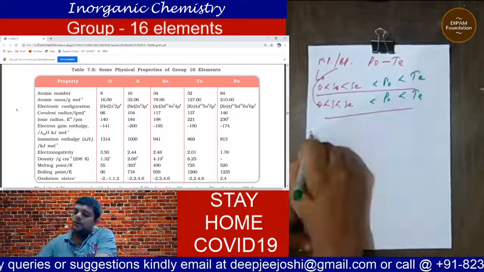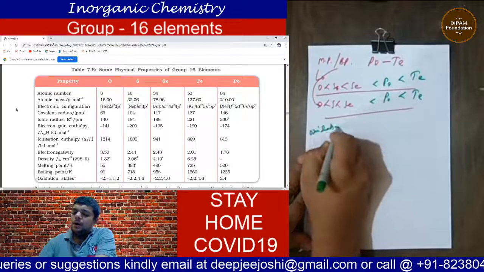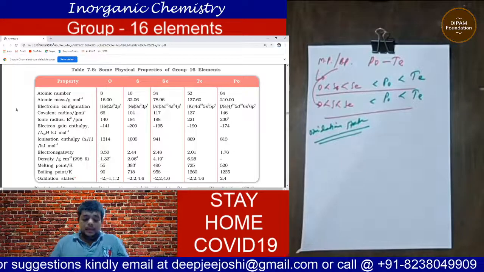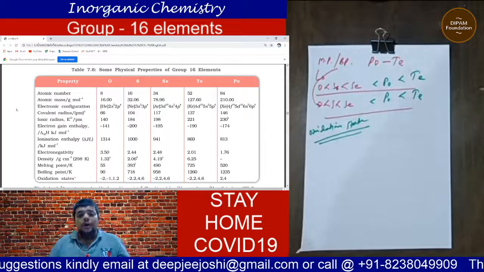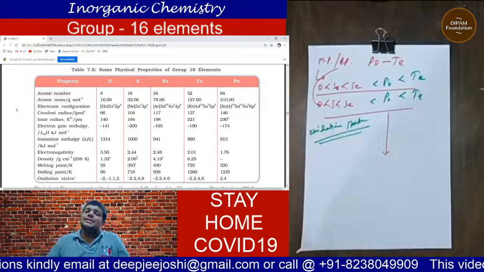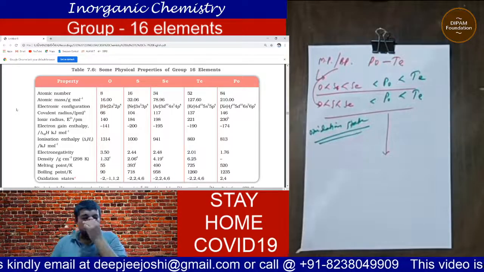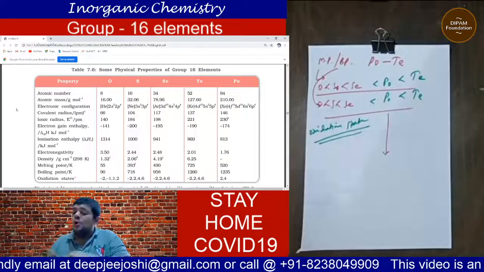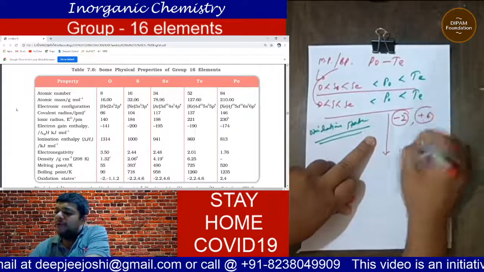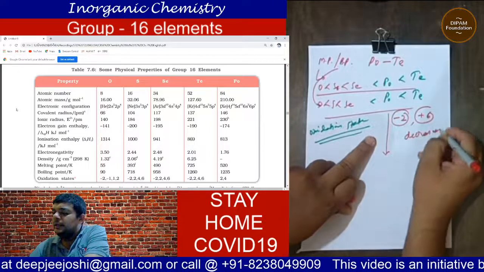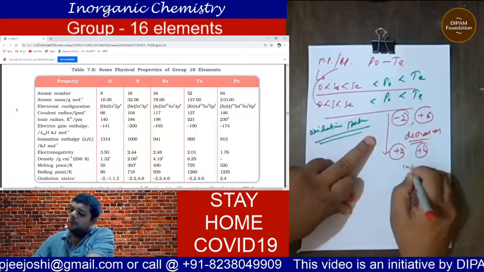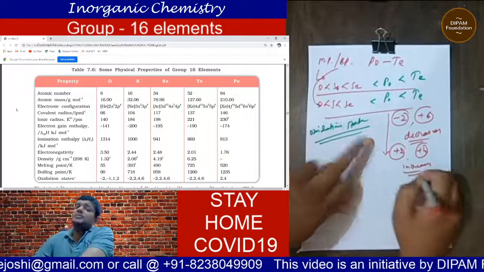Now coming to the concept of oxidation state. Mind very well that whenever you use the word oxidation state, going down the group, that is group 16, always the oxidation state values -2 and +6 decrease, whereas the values +2 and +4 increase. How can this be justified?